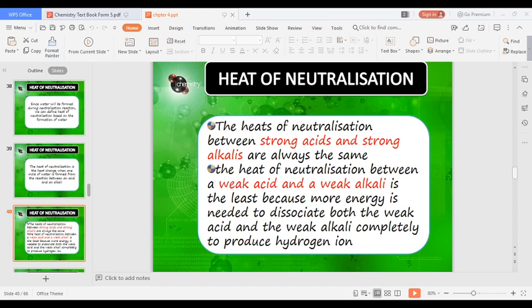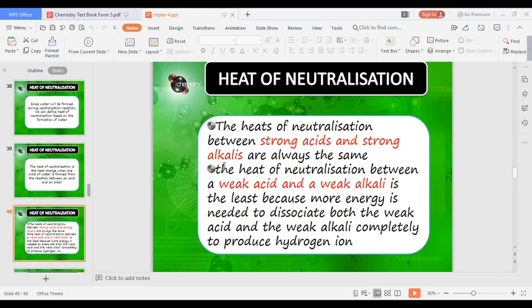So kemudian pergi kepada weak acid pula. Strong acid will dissociate completely in water, but weak acid only partially dissociates in water. Masih lagi kamu ingat? So saya nak just revise balik untuk chapter tingkatan 4, supaya kamu boleh ingat maksud strong acid and weak acid.